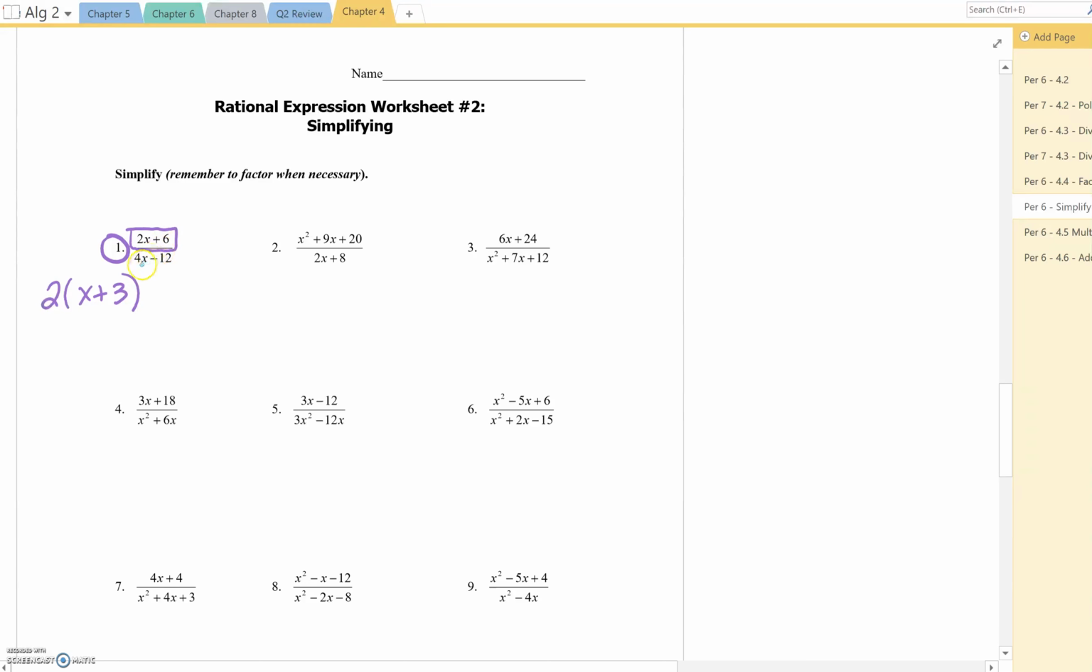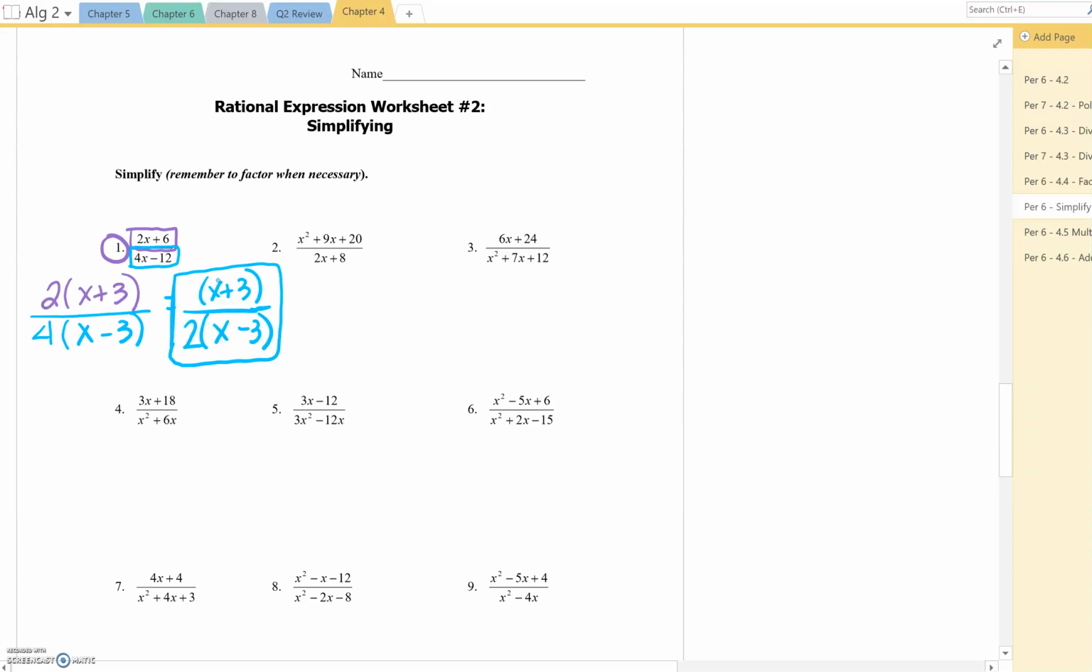And I know that in the denominator, I can take out 4. And if I factor out 4, I'm left with x minus 3. Now, the x plus 3 and the x minus 3 will not simplify at all. But 2 over 4 becomes 1 over 2. Remember, we're not writing the 1, but it technically is 1 times x plus 3 over 2 times x minus 3. You do not redistribute the 2. So let me erase the 1. We're not writing 1 anymore. Okay? So that would be the first one.